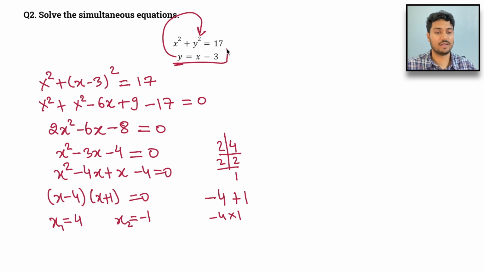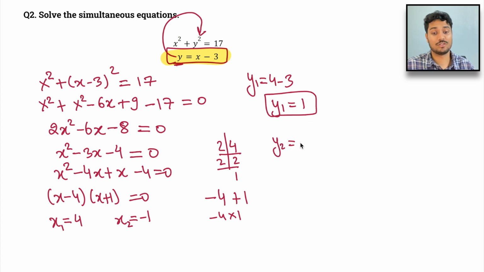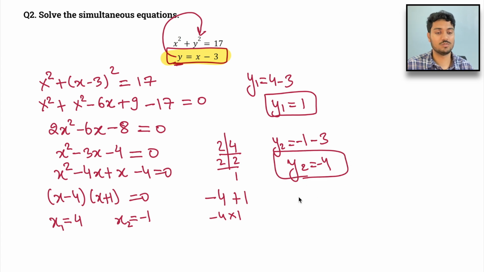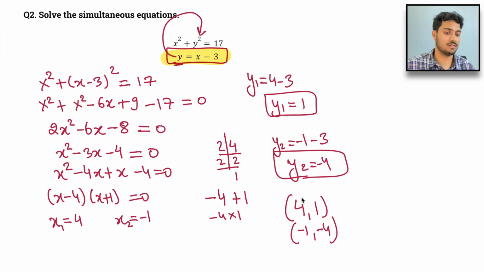So we have y equals to x minus 3. So we'll use this equation to find the value of y1 and y2 with the value of x1 and x2. So x1 is 4. So y1 is going to be 4 minus 3. So y1 will be 1. x2 is negative 1, so y2 is going to be negative 1 minus 3. That's how y2 is going to be negative 4. And if we want to write it in terms of coordinates, we can write x1, y1, that is 4 and 1, and x2, y2, that is negative 1 and negative 4. So that's the answer, these two coordinates.